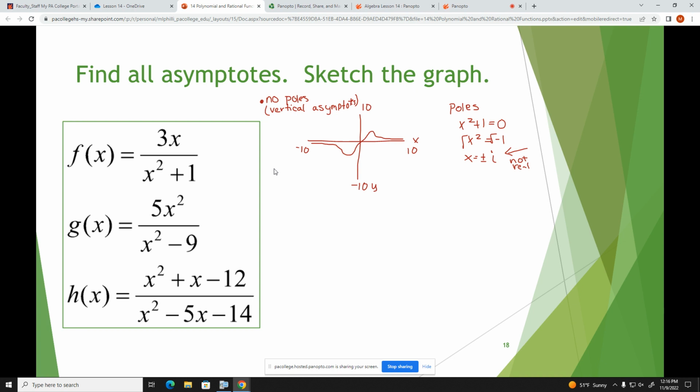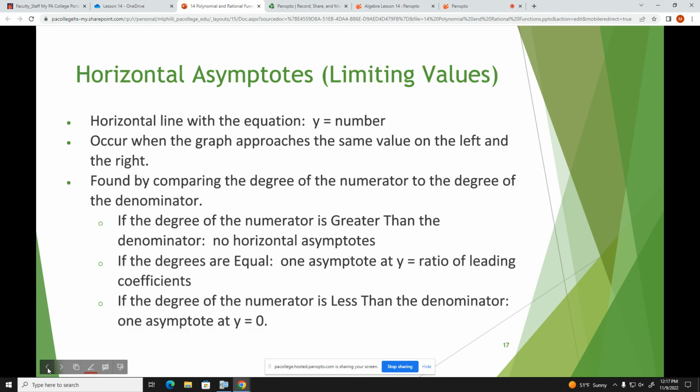Horizontal asymptotes are found by comparing the degree. And so when I compare the degree here, the degree on the top is this unwritten 1. The degree in the denominator is 2. So the denominator's degree is larger. So I look that up in my notes, and my notes are going to tell me what to do. So if the degree of the numerator is less than, that's where we are, because our denominator was greater than, numerator was less than, then there is one asymptote at y equals 0.